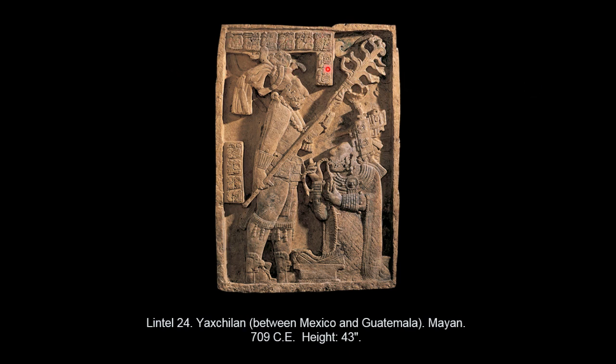We know from translating the hieroglyphics that this depicts an event that would have been on 5 Eb 15 Mol, which can be transposed onto October 28th, 709. So yeah, we just passed it. They've noted this as a conjunction between the planets Saturn and Jupiter, and it also probably commemorated the birth of a son from Lady Xoc to Lord Shield Jaguar.